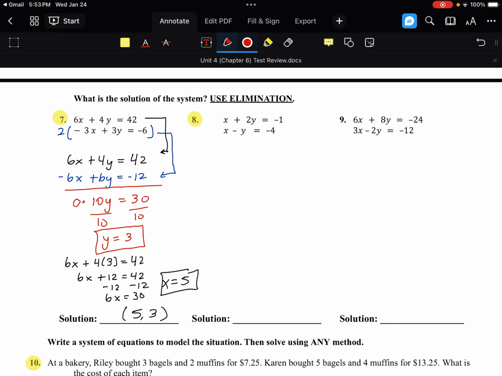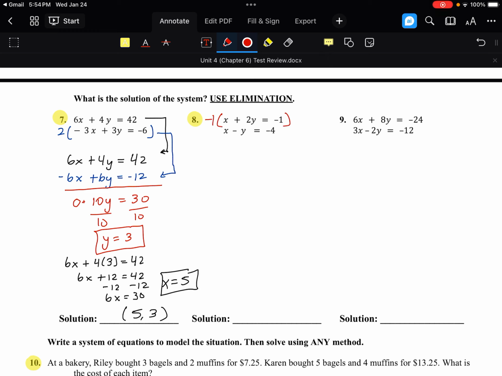A similar situation occurs in question 8. We have x plus 2y equals negative 1, and x minus y equals negative 4. Right now, none of the items have differing signs where they're going to cancel out, but if we wanted to, we could probably cancel the x's in this case by just multiplying one of the equations by negative 1, or if we want to cancel the y's, we could multiply the second equation by 2, which would make it a negative 2y. So we have options. There's different ways to do this. I'm going to multiply the first equation by negative 1.